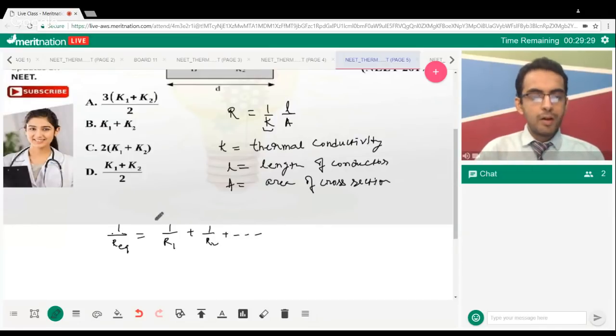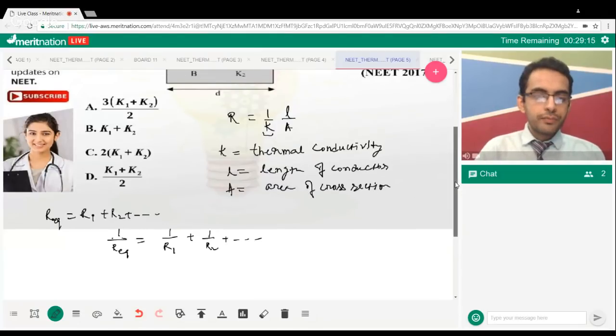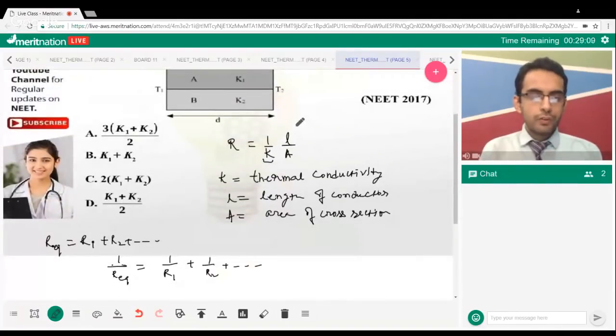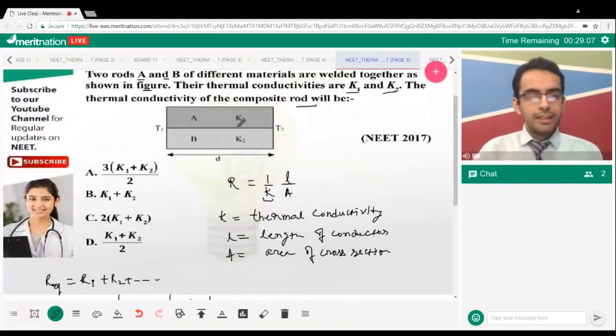Okay, for parallel combination. And for series combination, R equivalent is given as simply the addition of all the resistances, R1 plus R2 and so on. So in this situation, the rods are connected in parallel combination. So firstly, we'll find the thermal resistance of each of the rods.